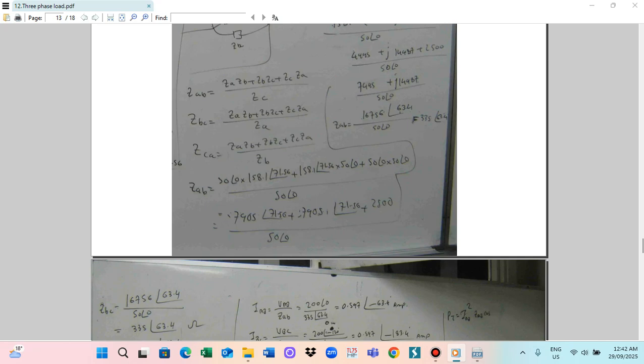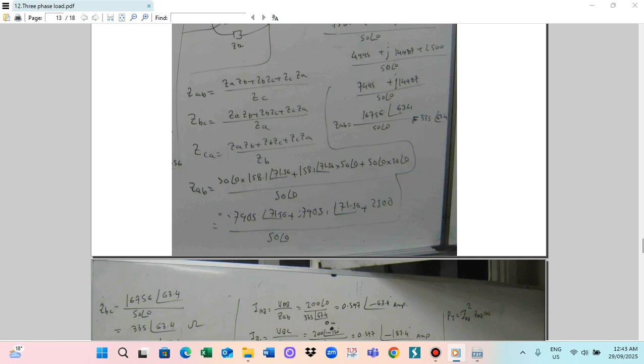It's 7905. This one should be 7905. So this is 2 multiply 7.05. So this one we call ZAB, it is 335 angle 63.4. Similarly, we find ZBC. So the numerator is the same. You can use the same one.